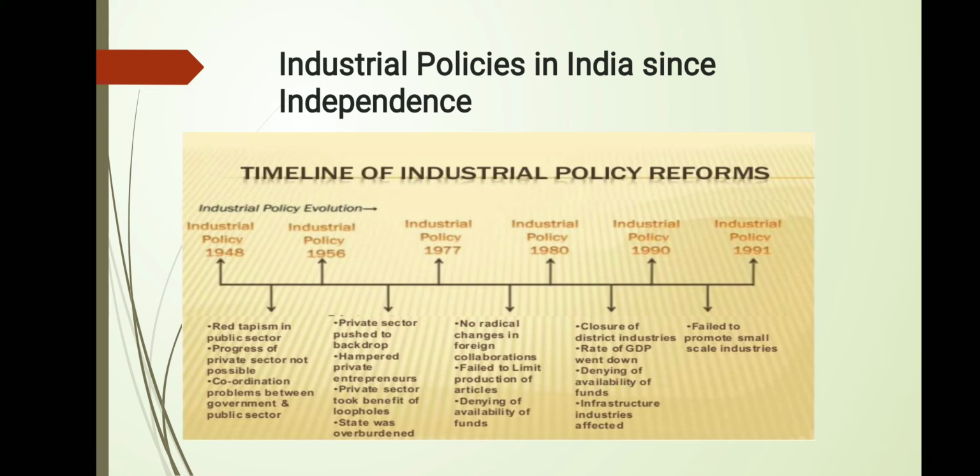In Schedule C, all the other industries not included in these two schedules constituted the third category, which was left open to the private sector. However, the state reserved the right to undertake any type of industrial production.